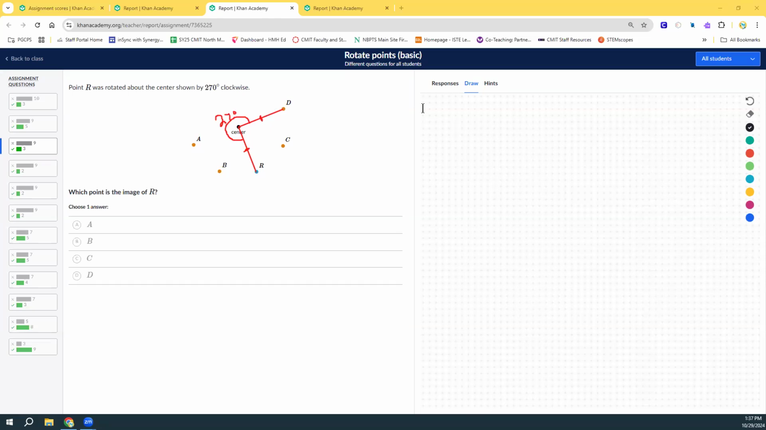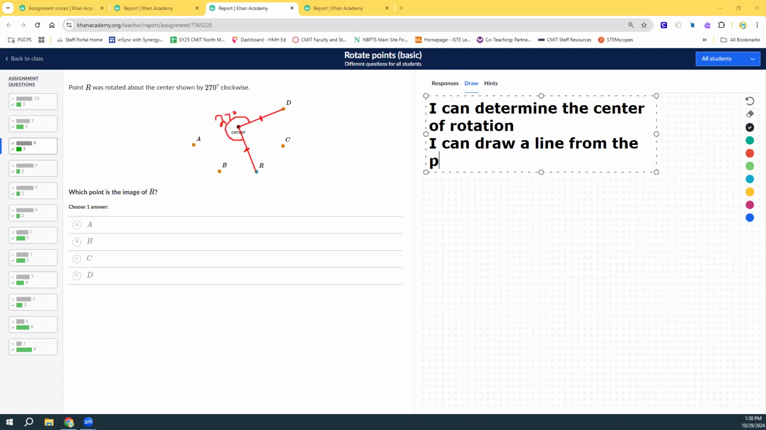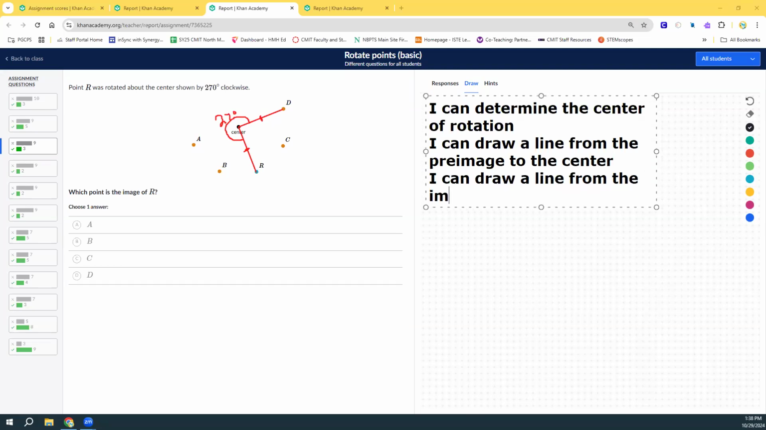So let's write our success criteria. I can determine the center of rotation. You can't do anything if you don't know where the center is. I can draw a line from the pre-image to the center. I can draw a line from the image to the center.